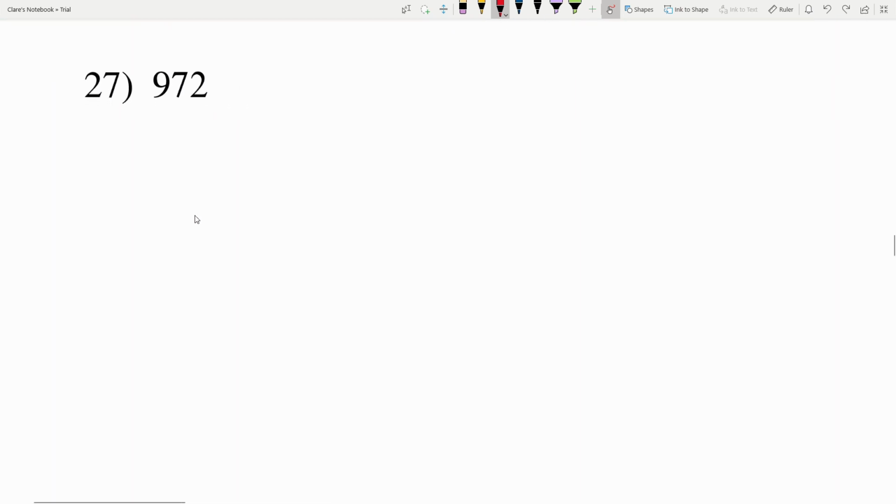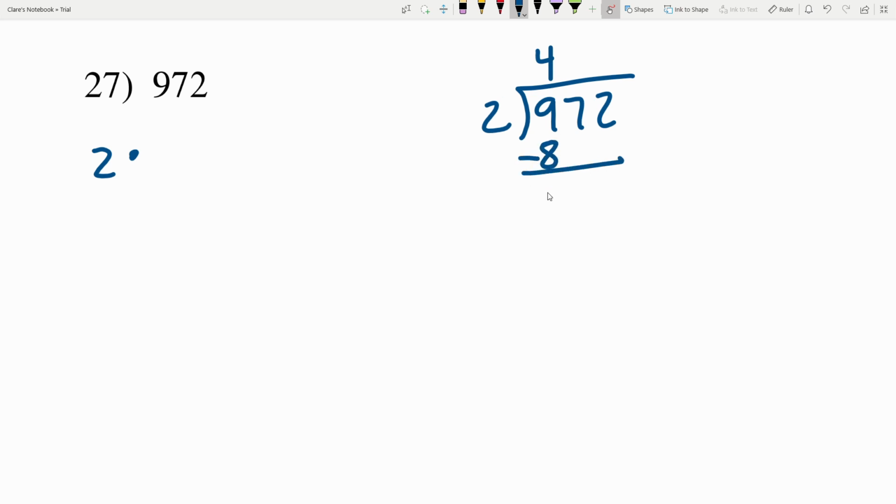Especially when dealing with larger numbers. Now 972 is even. I know that 2 goes into it, but how many times? I'm going to take 972 and divide it by 2. 2 goes into 9 4 times. 4 times 2 is 8. So I'll have 1, bring down my 7.